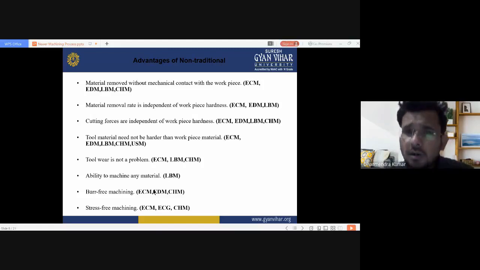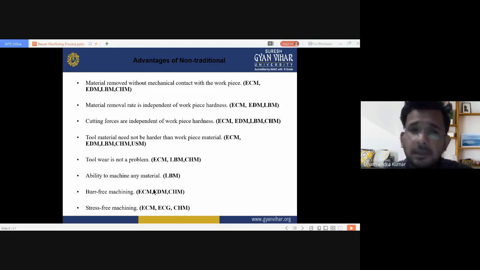And by using non-conventional machining, there is no wear and tear of the cutting tool, because there is no direct physical contact between the workpiece and the job. Here are some advantages of non-traditional machining, like material removal without mechanical contact with the workpiece in ECM (electrochemical machining), EDM (electric discharge machining), and laser beam machining. In these types of machining, there is no mechanical contact with the workpiece.